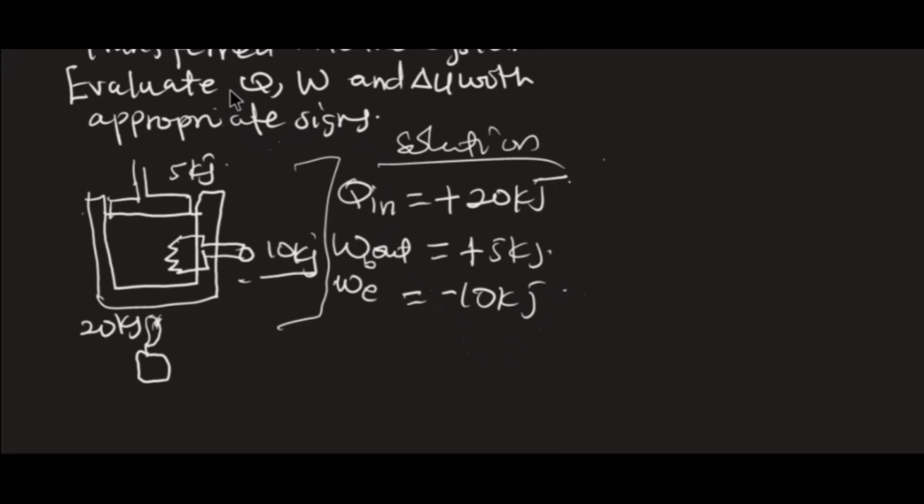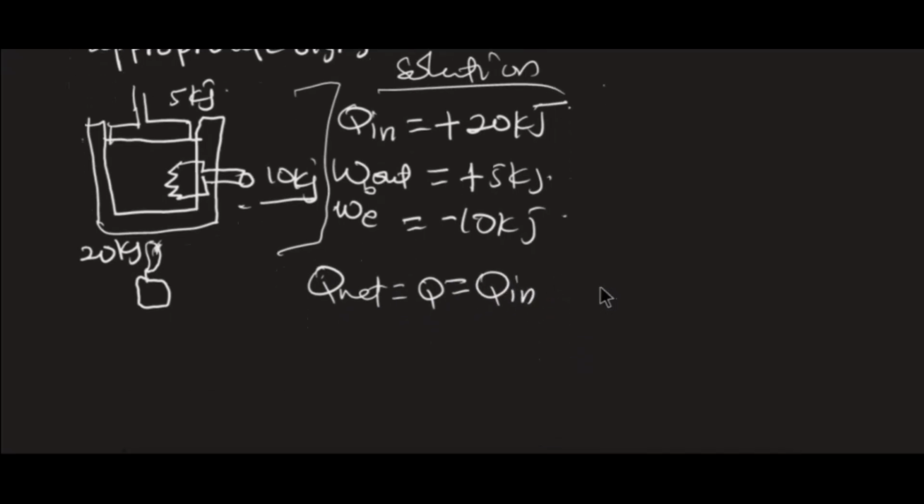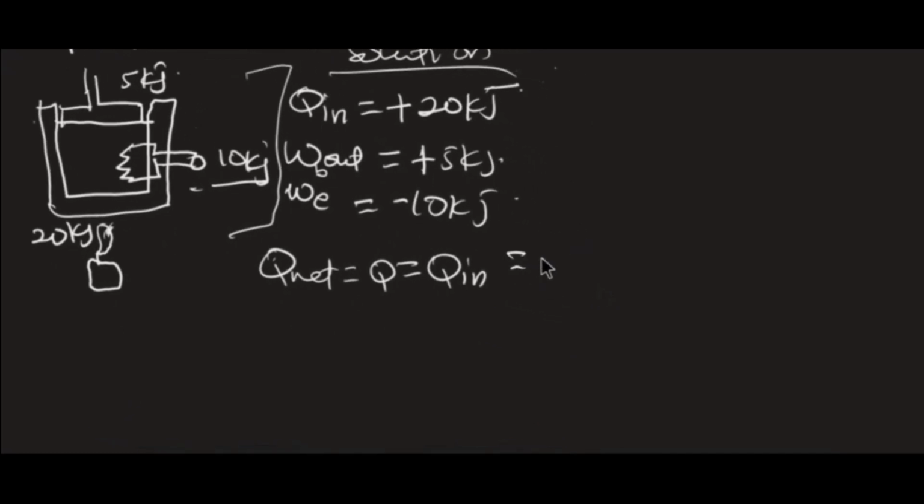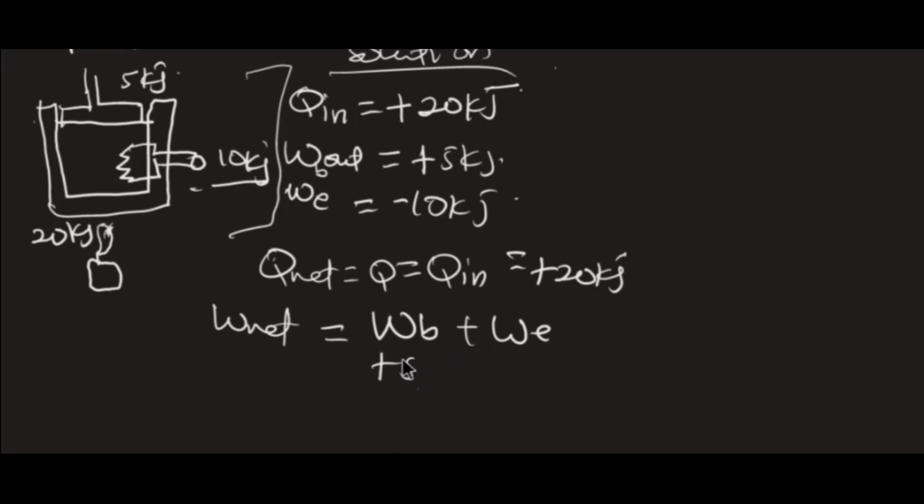So the problem is saying evaluate Q, that is the total energy or heat supplied. So our Q net, which is also equal to Q in, because we had only a heat supply, is giving us positive 20 kilojoules. Now let's see the W net. The total work done is equal to the WB plus the WE, right? And this is positive 5 kilojoules plus negative 10 kilojoules. And this is going to give me negative 5 kilojoules.